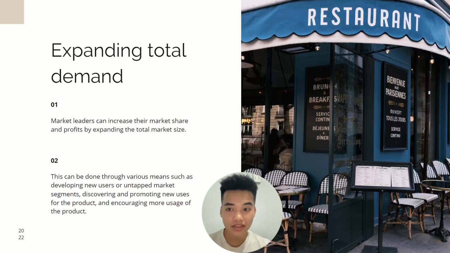Next up, we have expanding total demand. Market leaders can increase their total share and profit by expanding the total market size. This can be done through various means such as developing new users or untapped market segments, discovering and promoting new uses for the product, and encouraging more usage of the product.